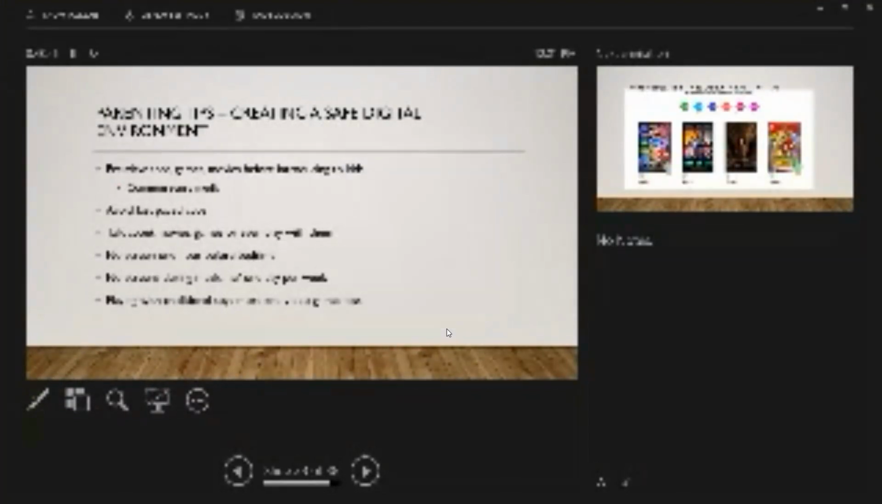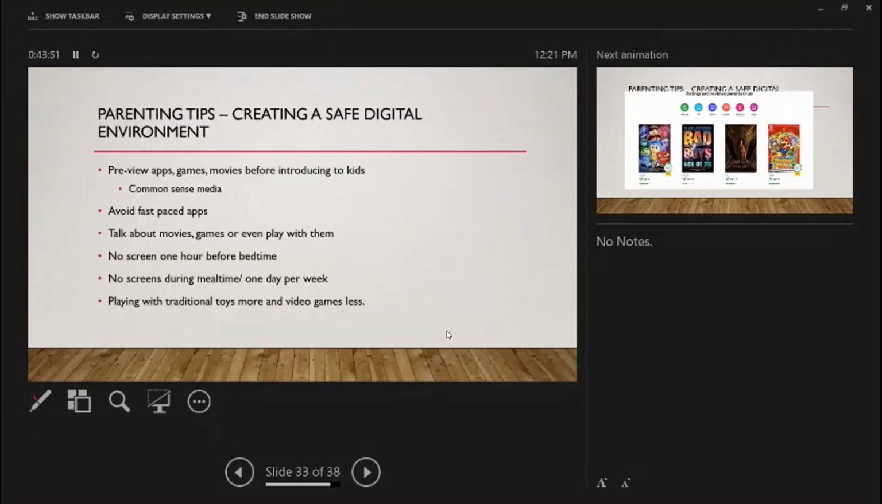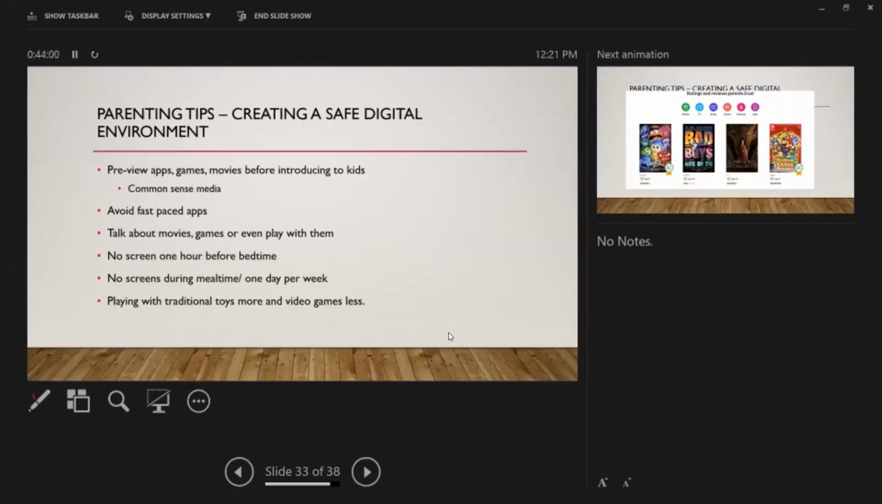Always avoid fast-paced apps, very fast apps where the screen is changing every 4 seconds. That's too fast a medium for a child. A single screen should last more than 4 seconds for a child to understand. Anything below 4 seconds and quickly moving is not a good app for a child. Always talk about the movies and games, or even play with them. You can play with the child.